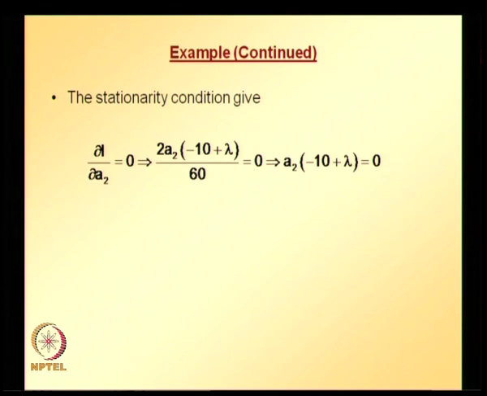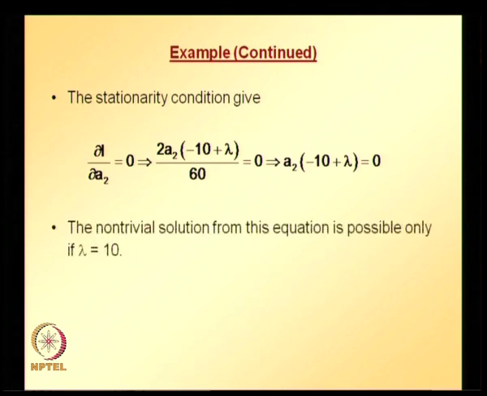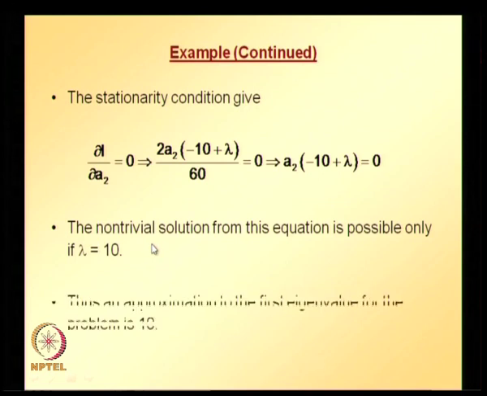Here a2 cannot be 0, because all these coefficients a0, a1, a2 are non-zero coefficients, and the only way this equation can be 0 is if lambda is equal to 10. a2 equal to 0 is a trivial solution, but we are looking for a non-trivial solution. So a non-trivial solution leads to lambda equal to 10. So the approximate first eigenvalue for this problem is 10, okay.